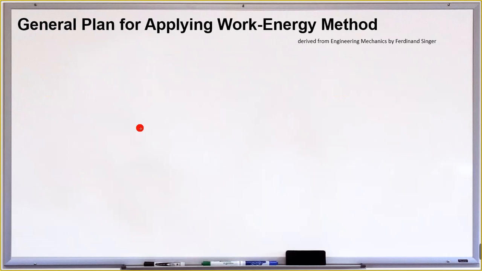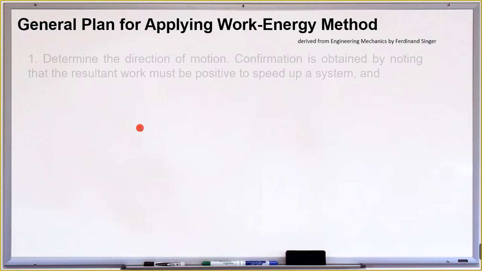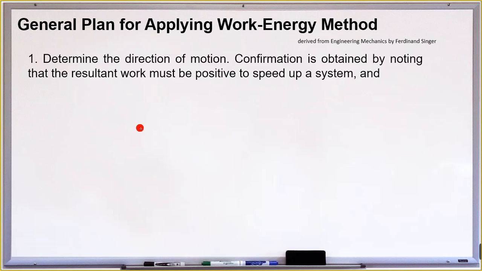So the general plan for applying the work-energy method: first, you need to determine the direction of motion. That comes first because it tells you whether the work generated is positive or negative. And that would also tell you how to resolve forces that are inclined with respect to the axis of the direction of motion. The next confirmation is obtained by noting that the resultant work must be positive to speed up a system.